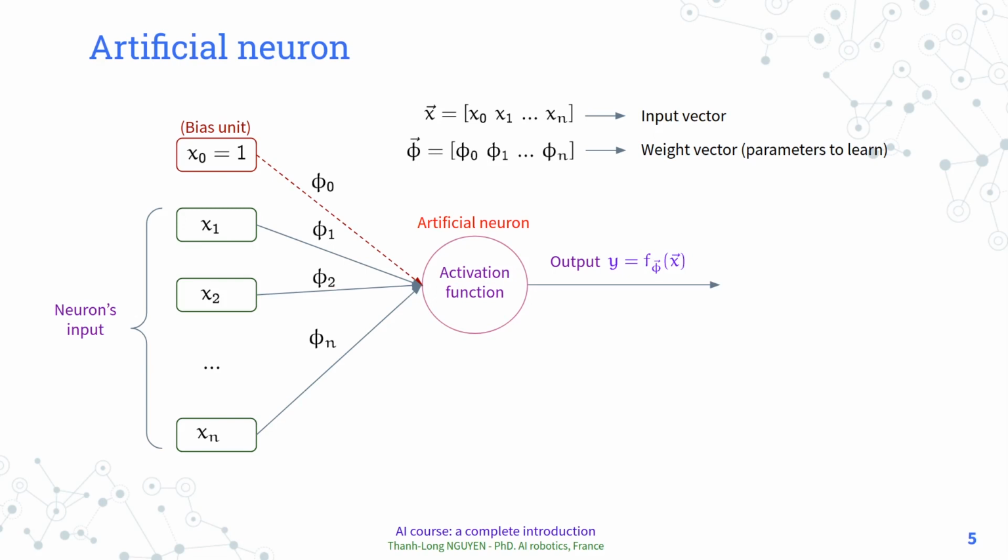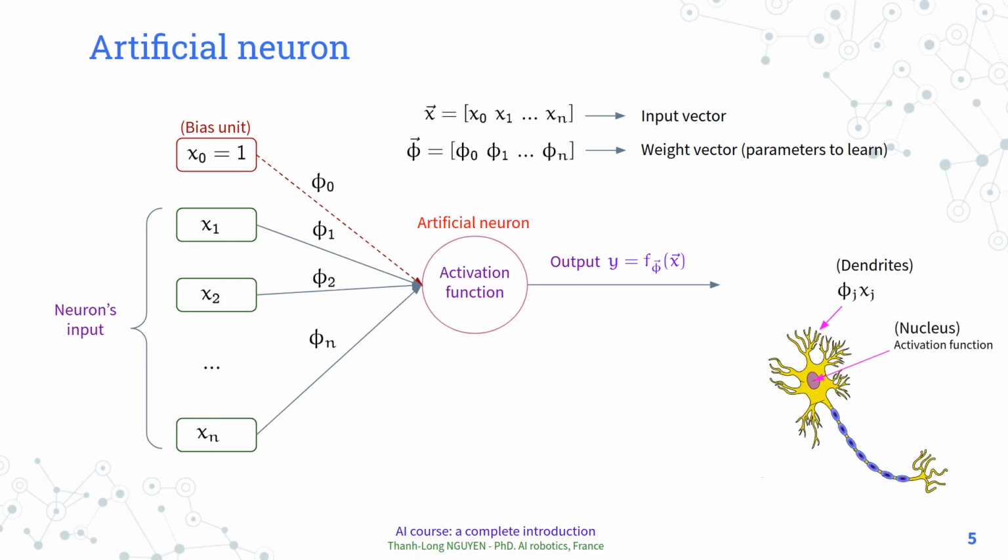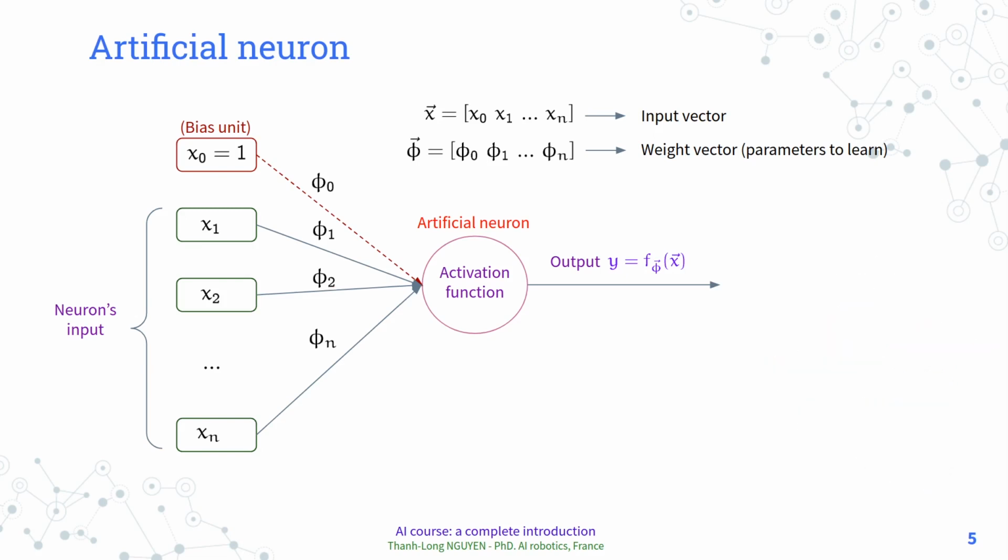To illustrate the idea, let's remind ourselves of the biological neuron. You can imagine that the input x and the weight phi are similar to the dendrites of the neuron, whereas the activation function is like the nucleus, and the output y is the axon of the neuron. Okay? It's simple.